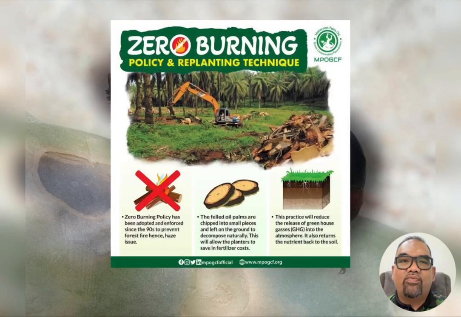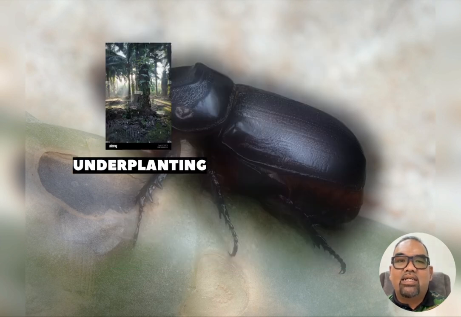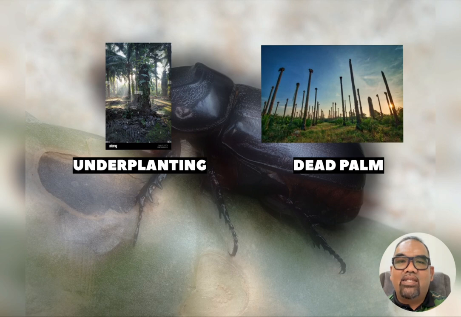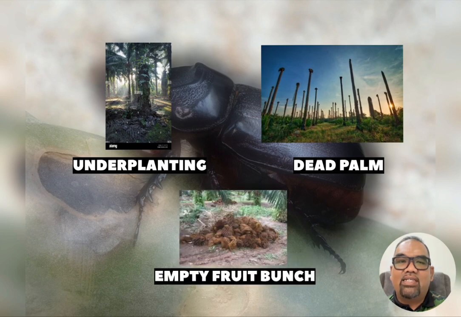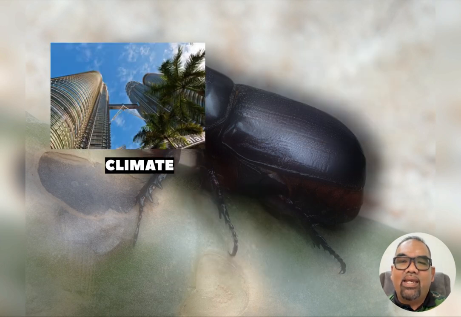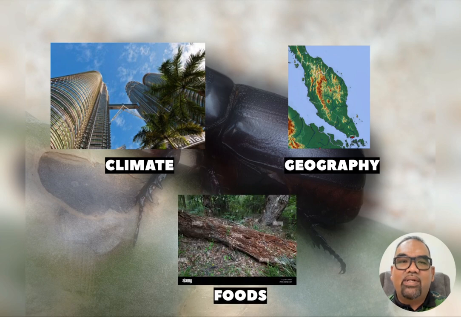The enforcement of the zero burning concept, which banned open burning due to environmental concerns, leads to rotting material in fields, further boosting beetle numbers. Under planting techniques, leaving dead palm standing and using empty fruit bunch as fertilizer also contributed to the beetle population increase. Malaysia's ideal climate, suitable geography, and abundant food and breeding grounds facilitate the rapid spread of Oryctes rhinoceros.